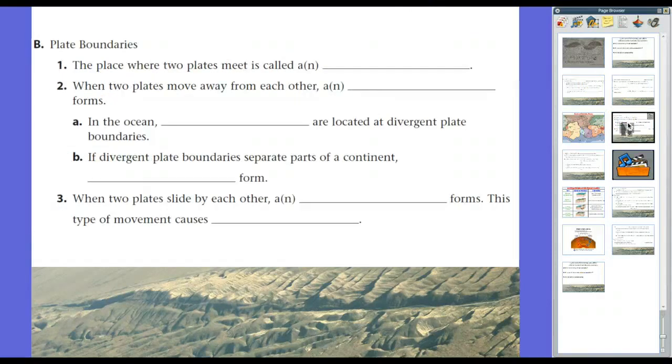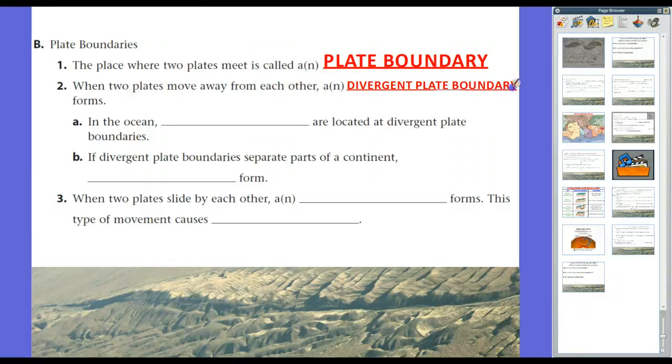Now, the place where 2 plates meet are called plate boundaries, and this is some really important stuff right here. So you need to pay close attention. Okay, first type of plate boundary: when 2 plates move away from each other, a divergent plate boundary will form.